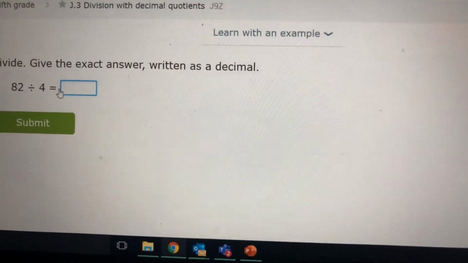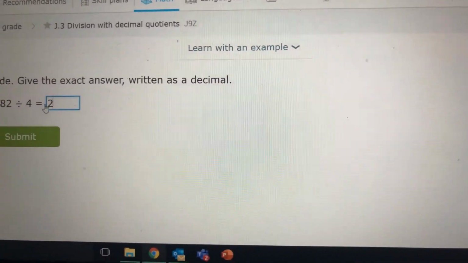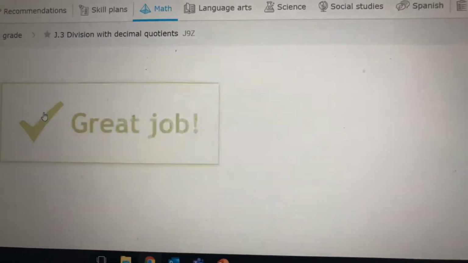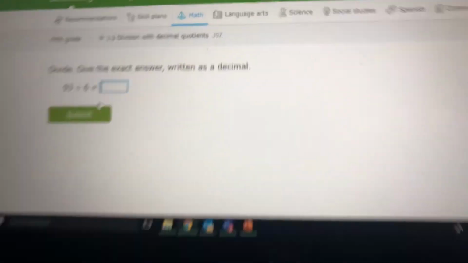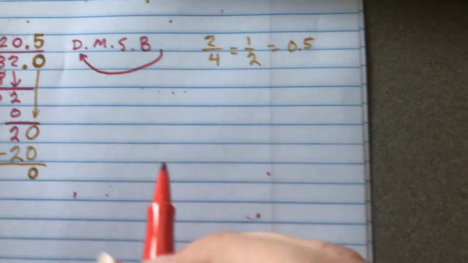I want to show you 1 divided by 5. So let's go ahead and do that example. Oh, first I guess we could put our answer in. So this is 20.5. Great job. All right. So we'll get to that one next, after we do 1 divided by 5. Okay, I'm going to rewrite this just to make sure I have enough space.